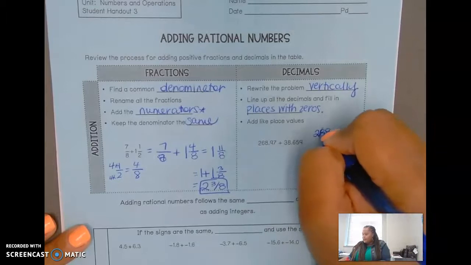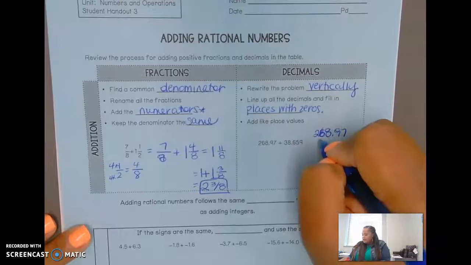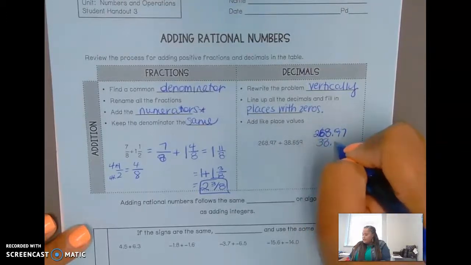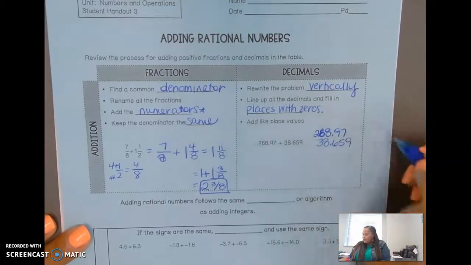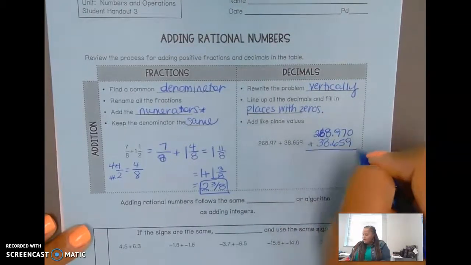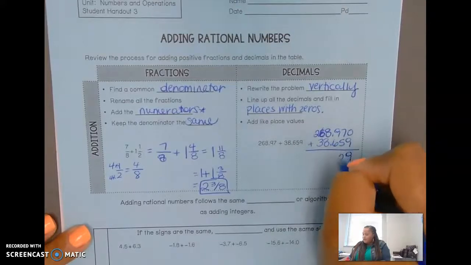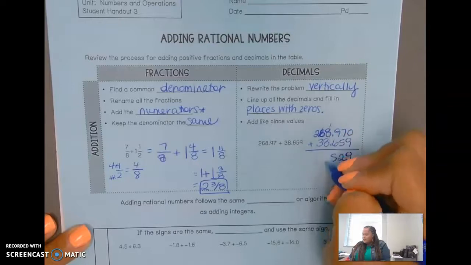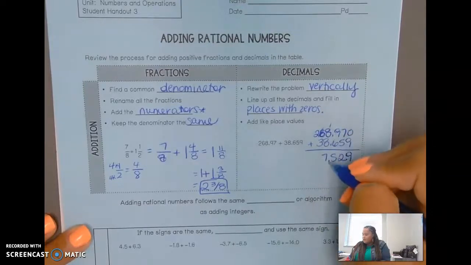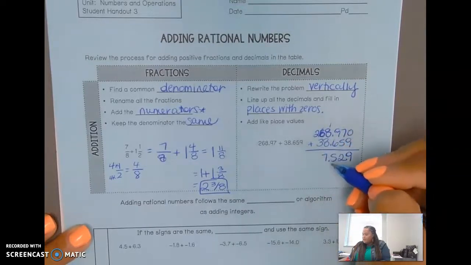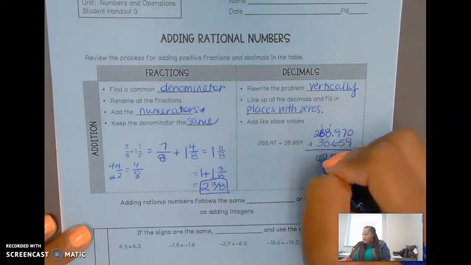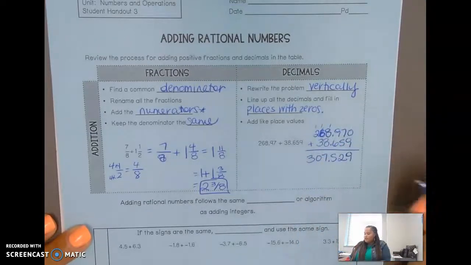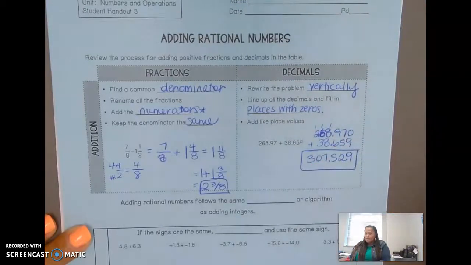280,268.97 plus 38.659. This is where we'll place the 0 here as a placeholder, and then we'll add 9 plus 0 is 9, 7 plus 5 is 12, 9 plus 6 is 15, 8 plus 8 is 16 plus 1, 17, bring down your decimal straight, 6 plus 3 is 9 plus 1 is 10, 307, and 529 thousandths.